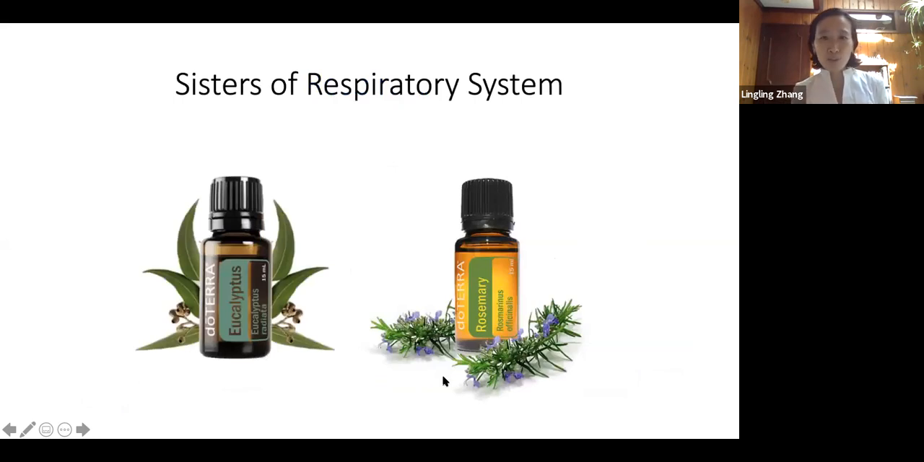And there are other oils good for the respiratory system, and we often call them the two sisters of the respiratory system. It's a nickname. One is eucalyptus, the other is rosemary. Okay, eucalyptus and rosemary. These two oils are very good for your respiratory system as well.